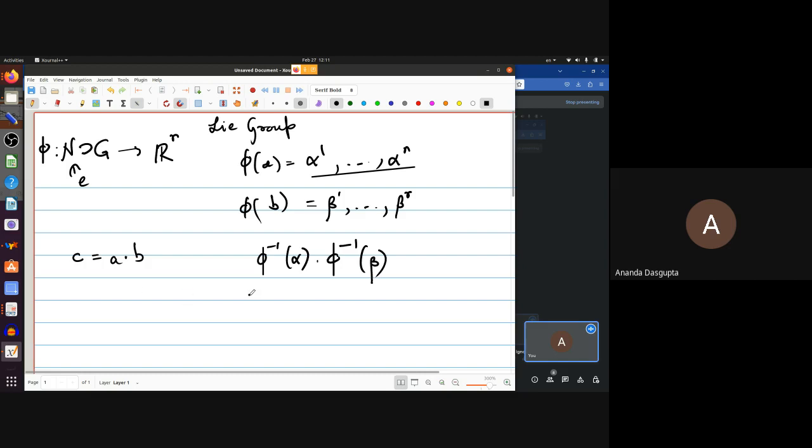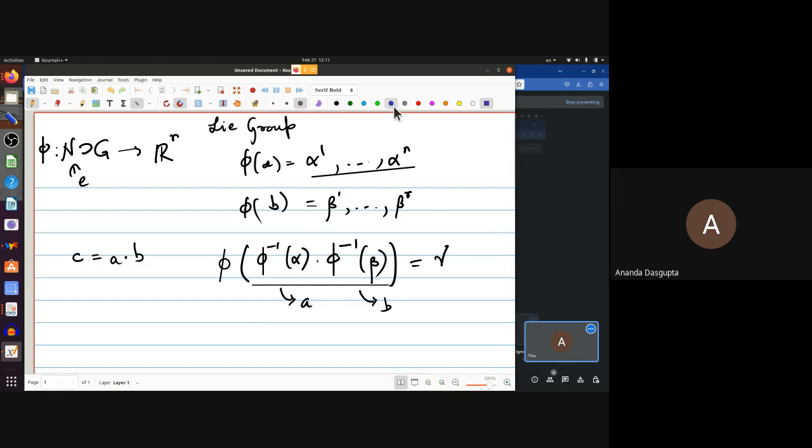Is this C or the coordinates of C? Phi inverse alpha is, of course, nothing but A, right? Phi inverse beta is nothing but B. So when you compose them, you get C. If you apply phi on this map, what you get are the coordinates of C, that is, things we have been calling gamma.